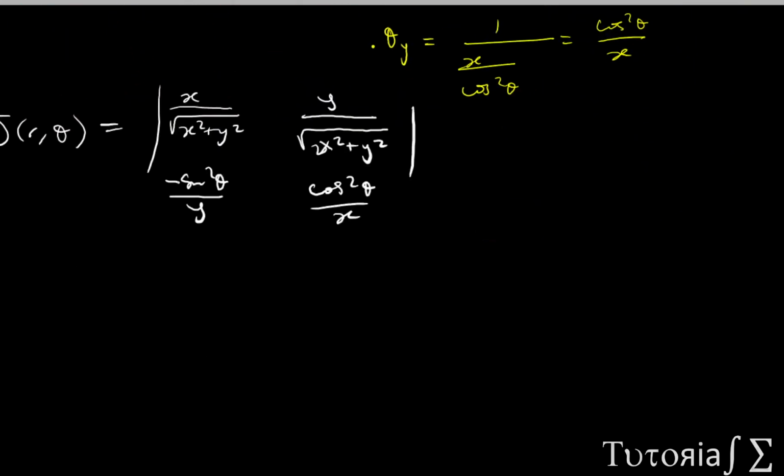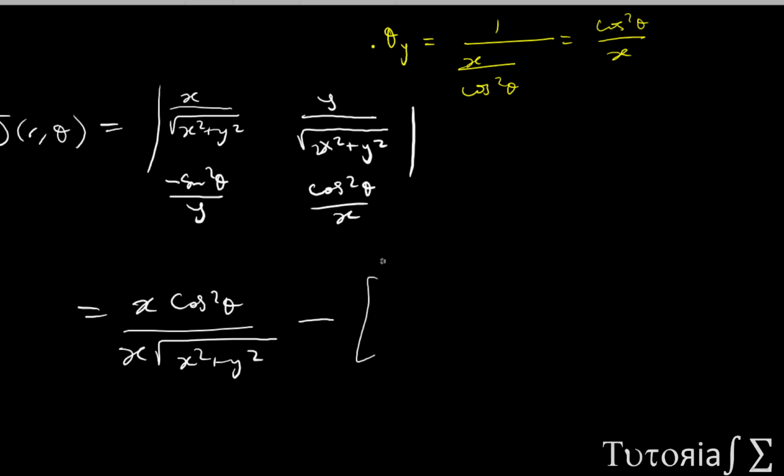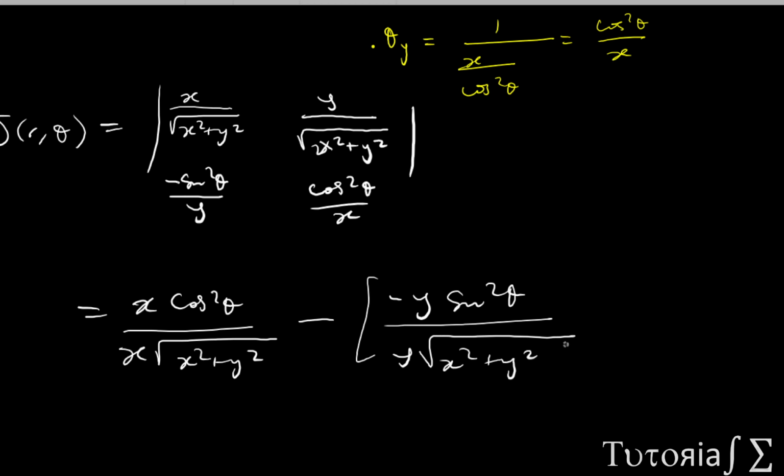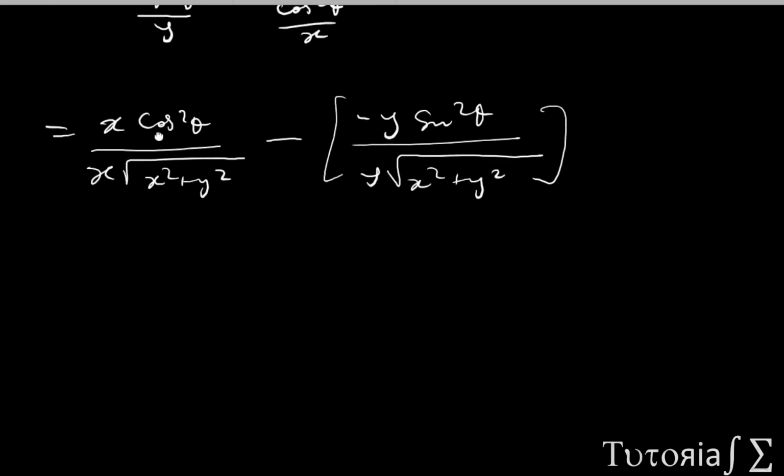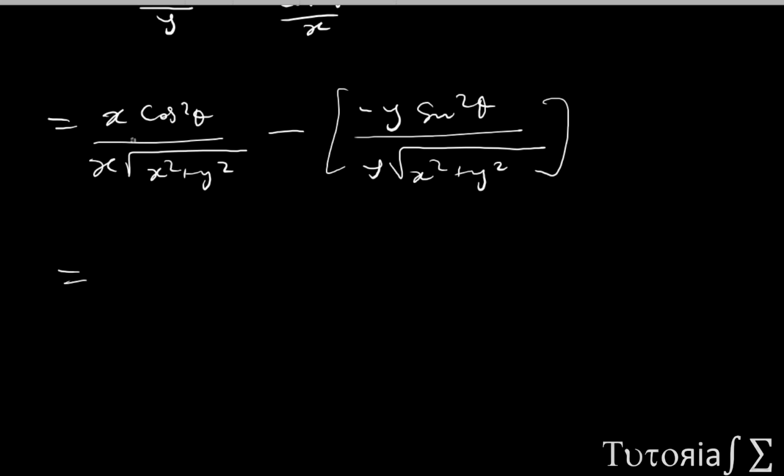So again, this is a 2 by 2 matrix. Just do the usual major diagonal. The numerator and the numerator will multiply, and that basically will give us x cos squared theta. Then the denominators will multiply, so that would be x root of x squared plus y squared, then minus the minor diagonal, so that would be negative y sine squared theta all over the denominators, y root of x squared plus y squared.